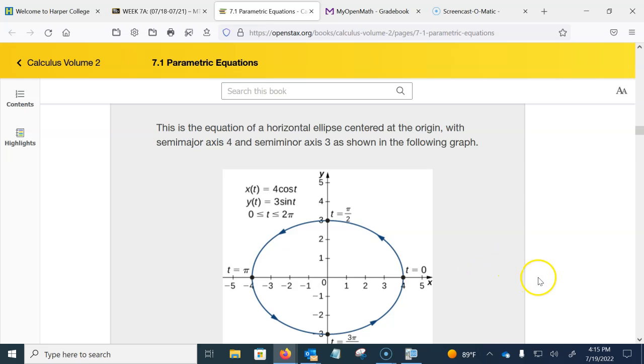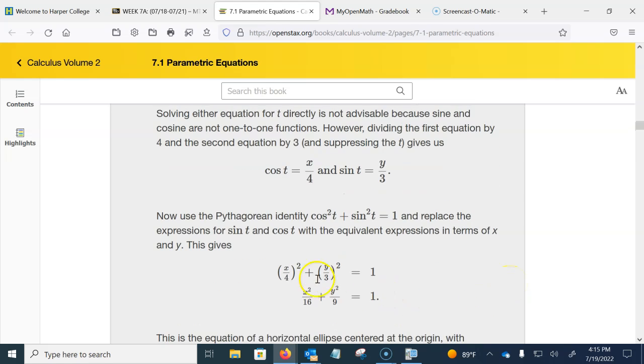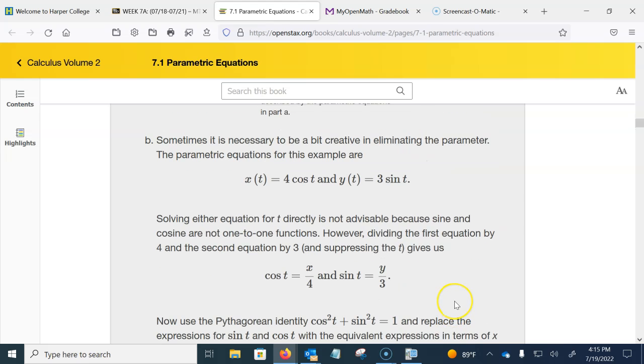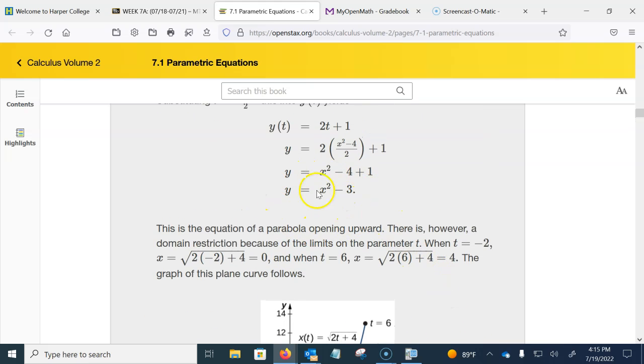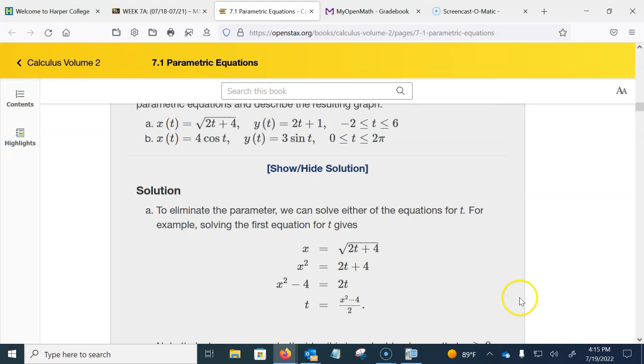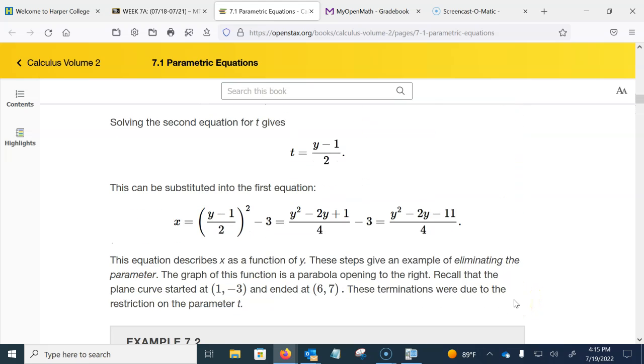Okay, so we've got 3 nice examples of going from parameterized equations to an equation with just x's and y's. There's our ellipse. Here we had a parabola, and in the first one that the textbook did, we also got a parabola that opened up to the right.